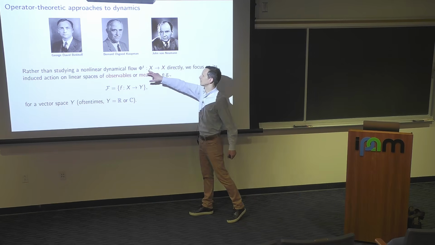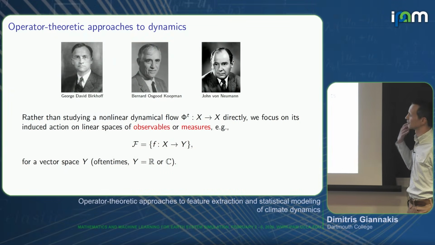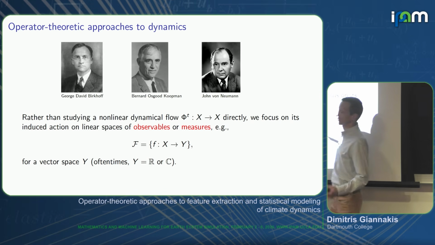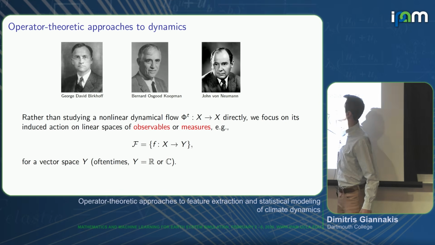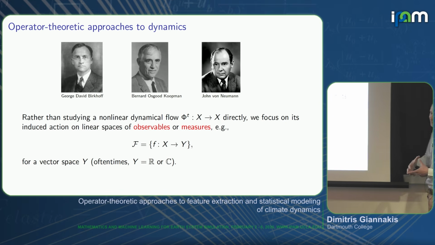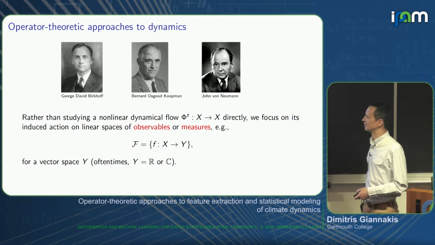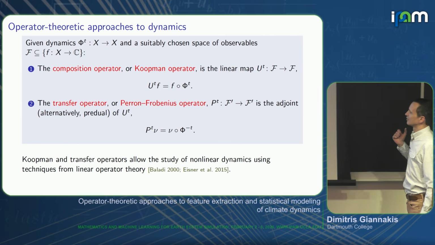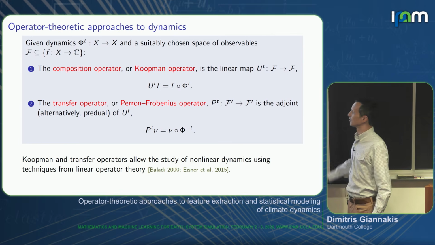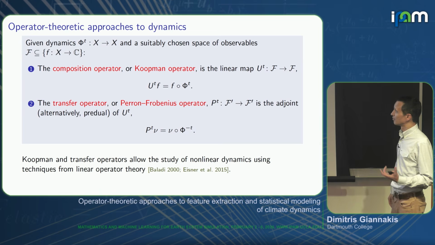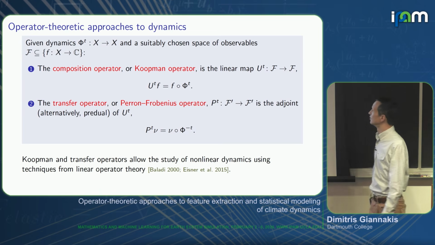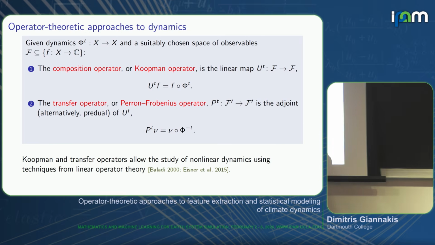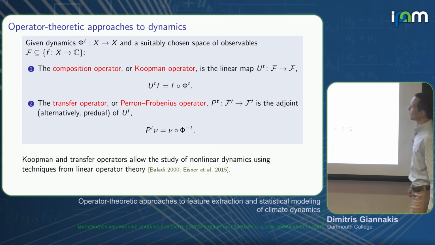So think of this dynamical flow as the evolution of the climate system, or the solution map for your climate model at a certain time t, and this is going to be some type of state space that depends on the application at hand. And within this context, one typically looks at two types of operators. The first is the composition operator, which is also commonly known as the Koopman operator, and it acts, as given by this formula, by composition with a dynamical flow.